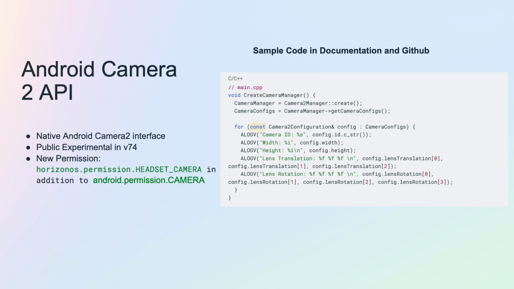I've just provided a little snippet that's in the documentation on the native side, showing just how simple it is to create the camera manager. This code just creates it and then prints out some information with regard to the configuration.